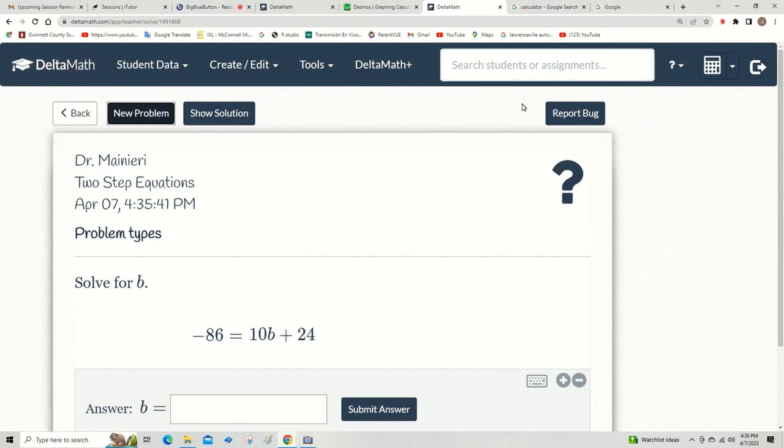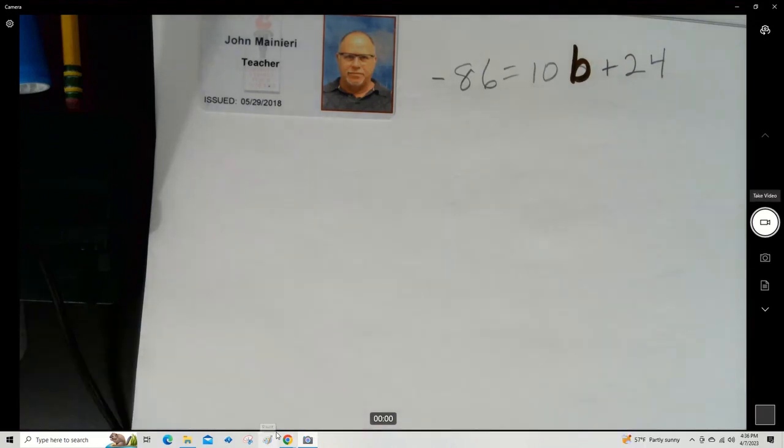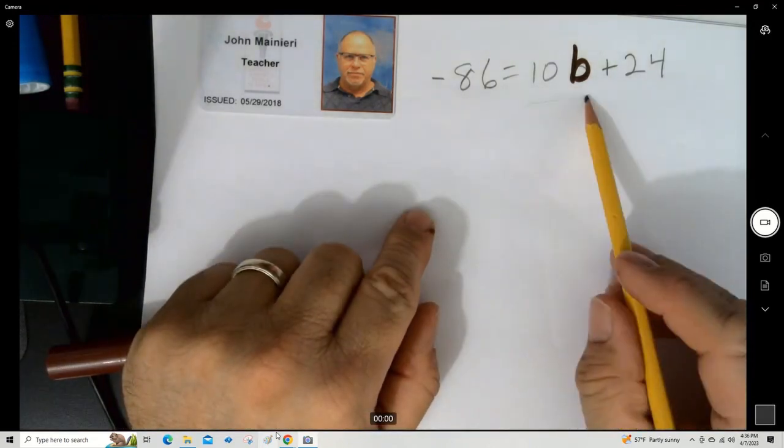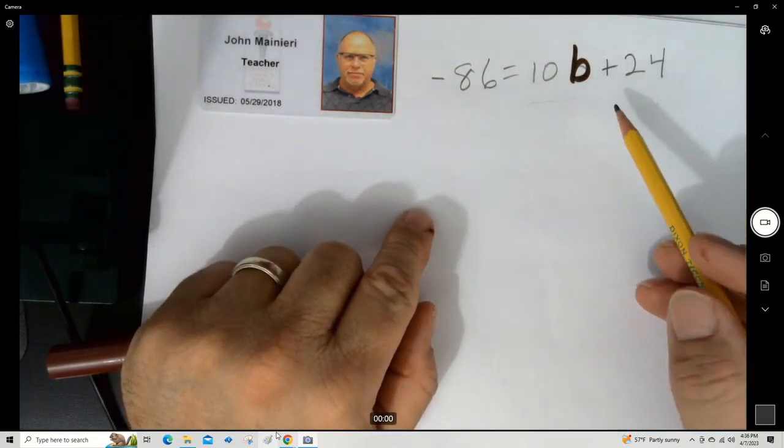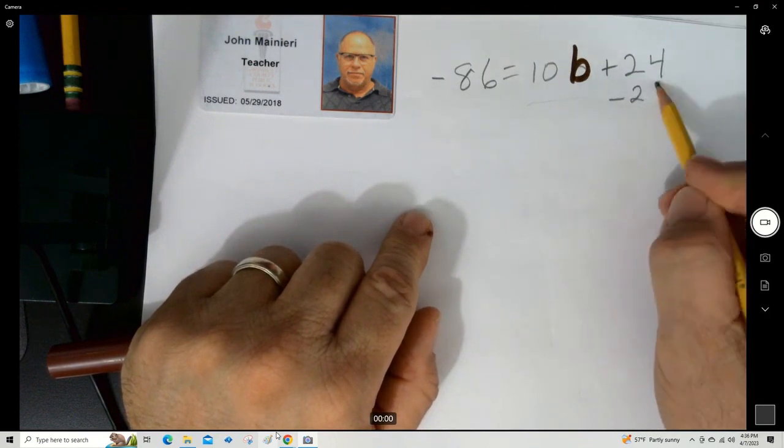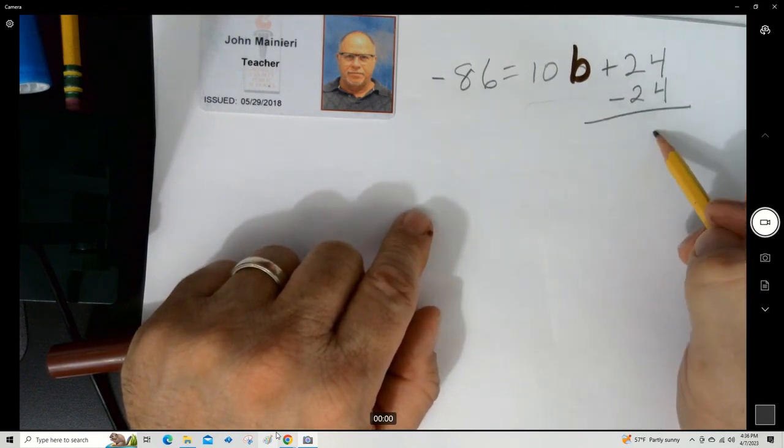Here we go. I'm going to write this problem down. Negative 86 equals 10b plus 24. I'll write it in a different color so we don't get mixed up and make it look like a 6. All right, let's move it over to the camera here. There's our problem. We're solving for b. So we've got to isolate b, get it by itself. In order to keep this b by itself, we've got to get this 24 to go away. How do we get it to go away? We add the opposite. That becomes 0.